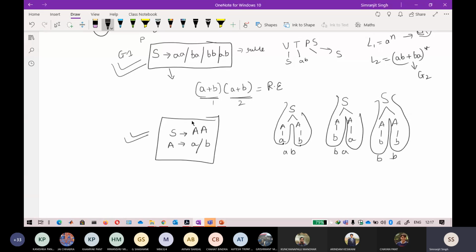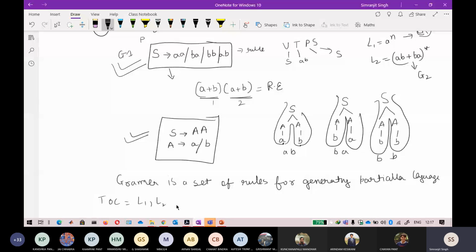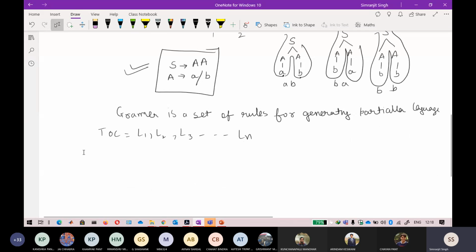Now understand this. At the risk of repeating myself, a grammar is a set of rules for generating a particular language. English is only one language, but in TOC the language set can be anything: L1, L2, L3, any L. There are a number of languages, and for every particular kind of language you have to write a particular grammar. You cannot write one grammar for every language, so for every language you have to write a different grammar.